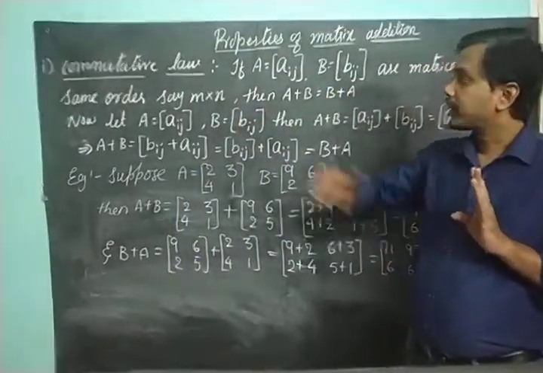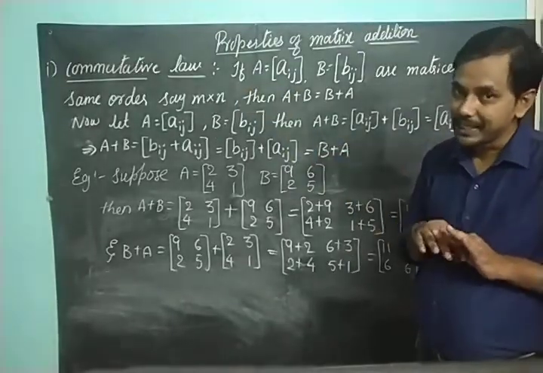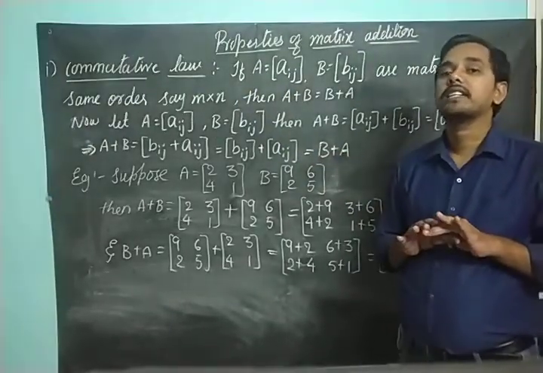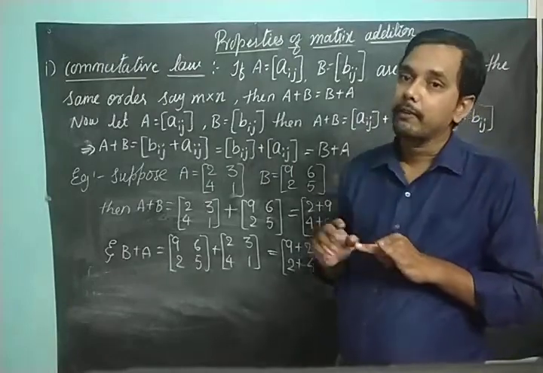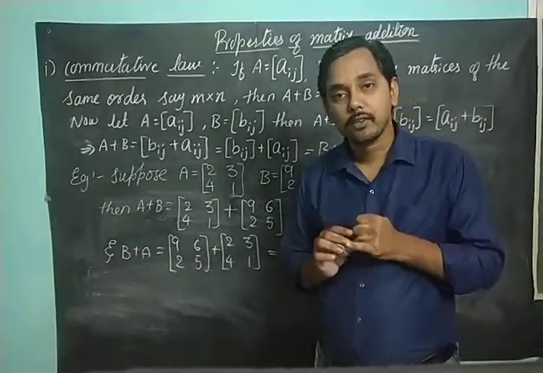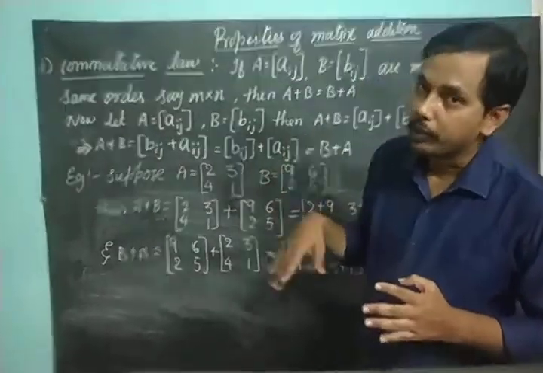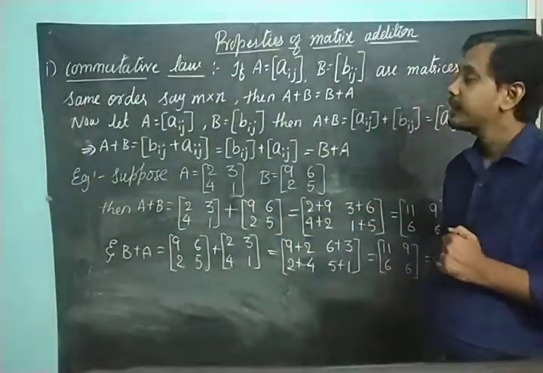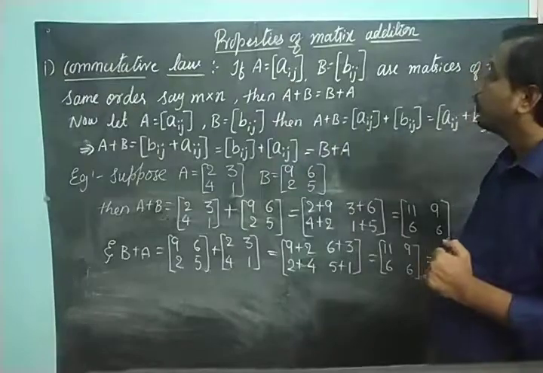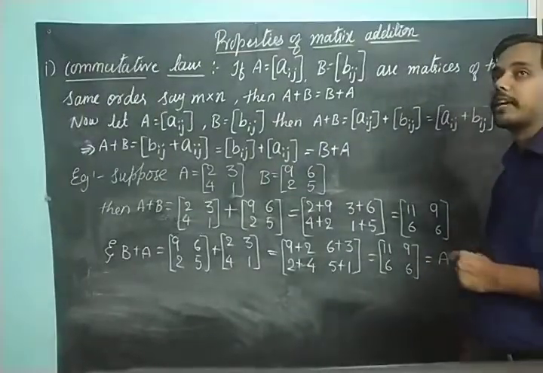First one is commutative law, second one is associative law, third one is additive identity, fourth one is existence of inverse, right? These are the four operations, so four properties. Now coming to commutative law. So what do you mean by commutative law?